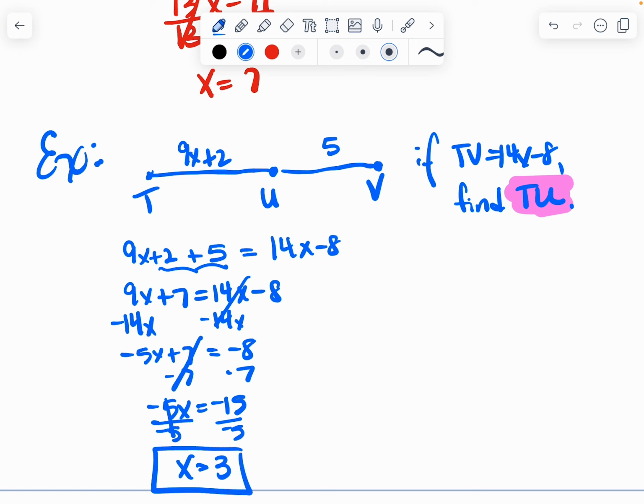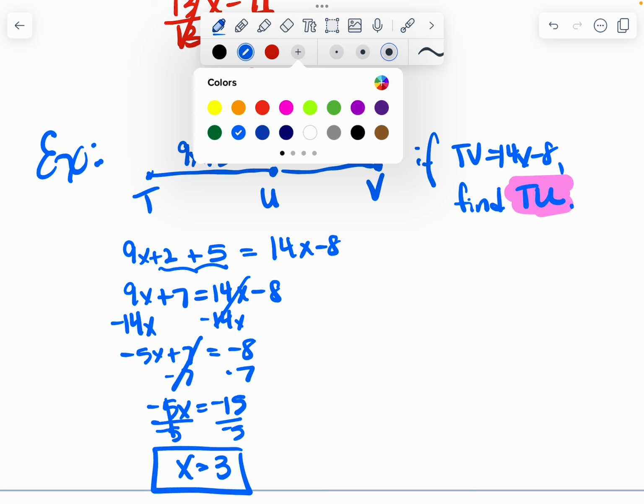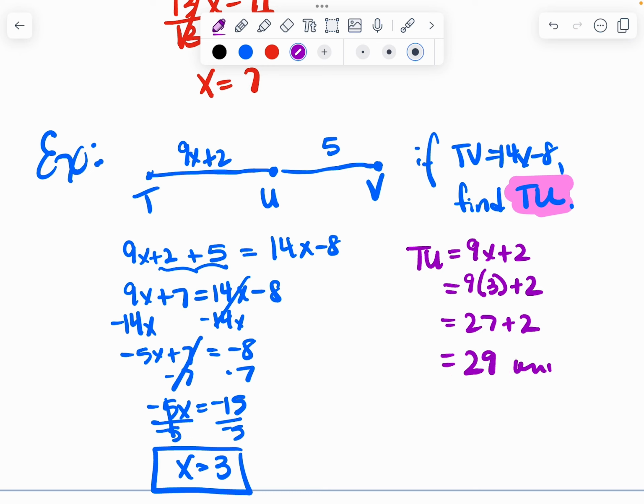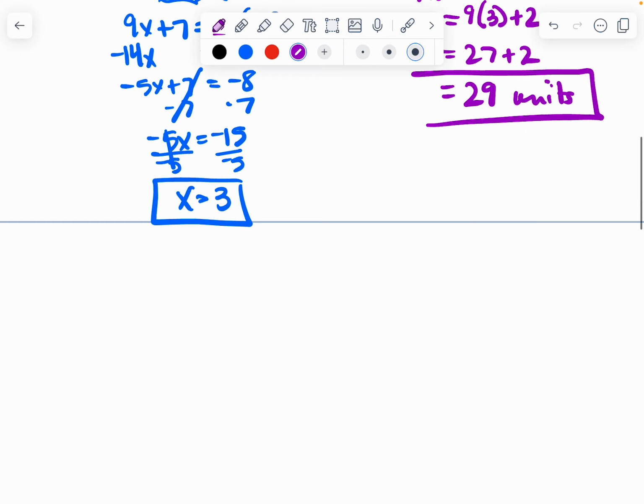But that's not what I asked you to find. I asked you to find TU. So to do that, we say, okay, well, I know that TU is 9x plus 2. Well, now I know that x is 3, so that's 9 times 3 plus 2. That's 27 plus 2. That's 29 units. So not only do you need to solve for x, but then you need to substitute that back in to find the piece that I've asked you to find.